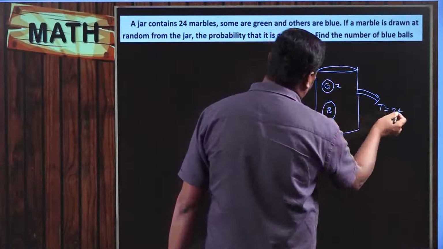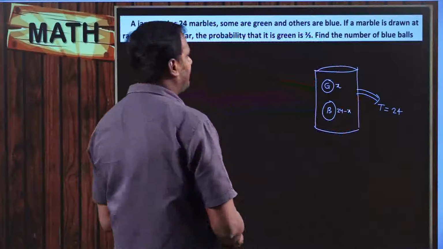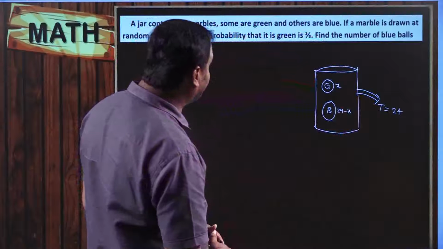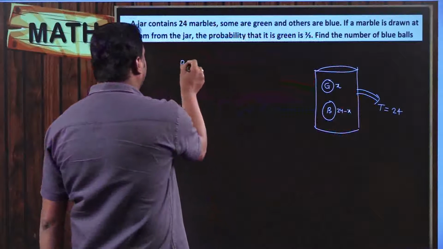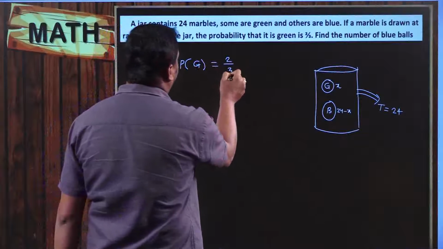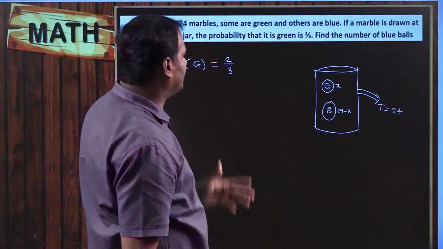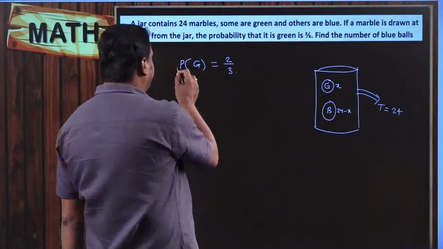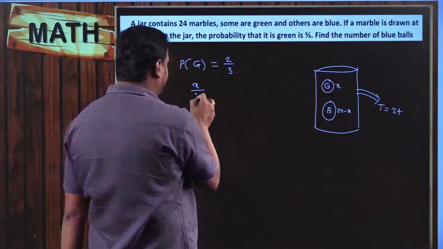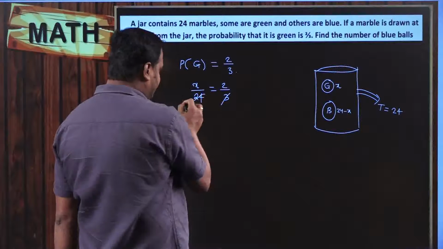What about the blue marbles out of 24? 24 minus X are blue marbles. If a marble is drawn at random from the jar, the probability that it is green is 2 divided by 3. Find the number of blue marbles. The probability of drawing a green marble is X out of 24, equal to 2 divided by 3.